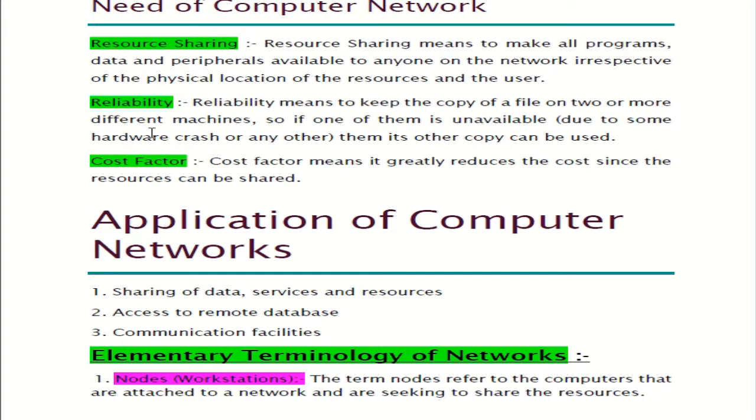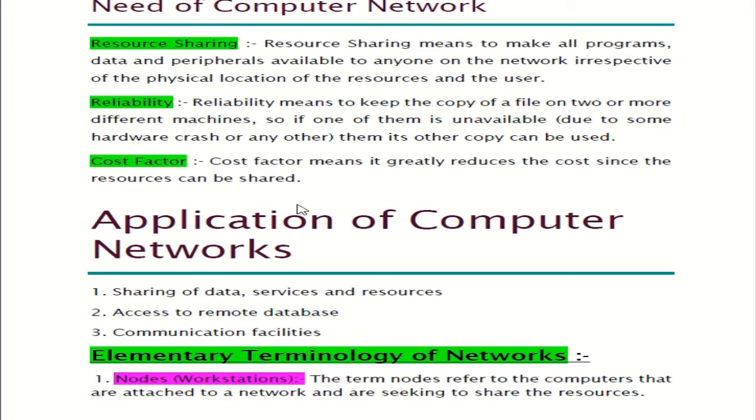The second one is reliability. What do you mean by reliability? Reliability means to keep the copy of a file on two or more different machines, so if one of them is unavailable due to some hardware crash or any other reason, then its other copy can be used from other systems. That is known as reliability. Next is cost factor. Cost factor means it greatly reduces the cost since the resources can be shared.